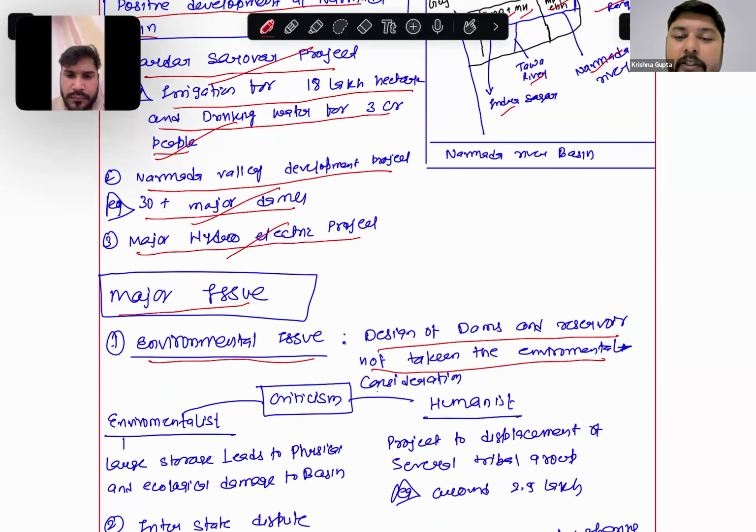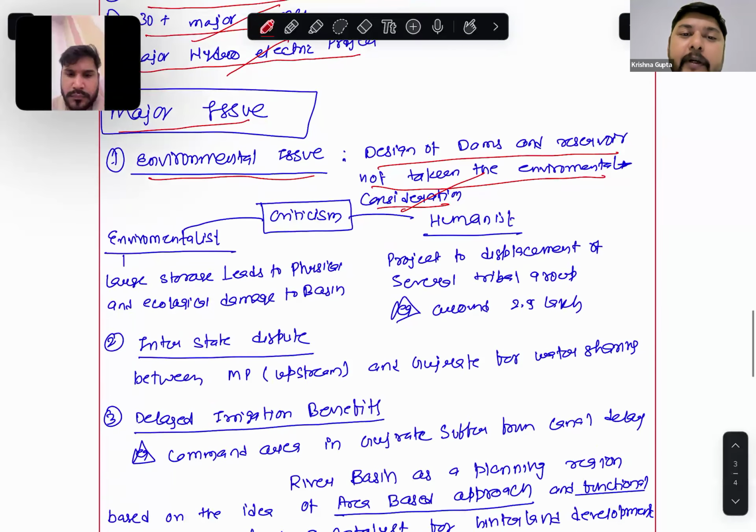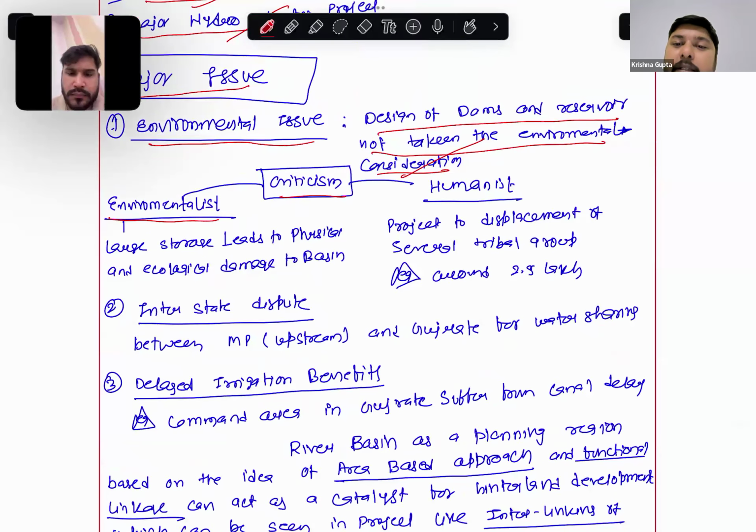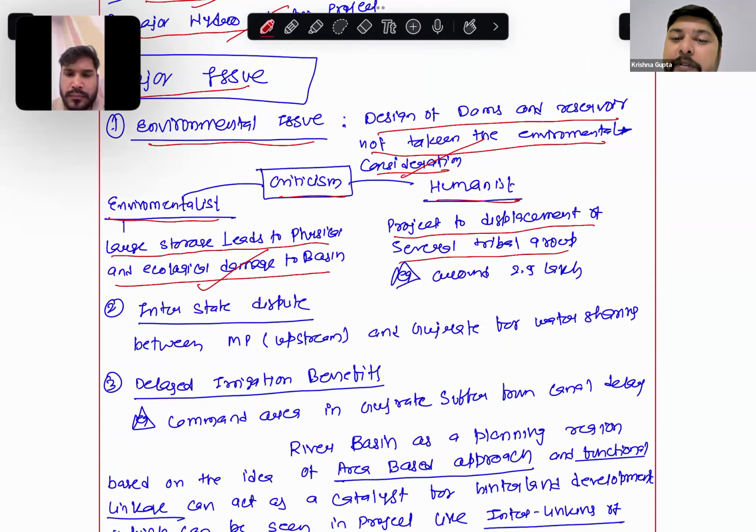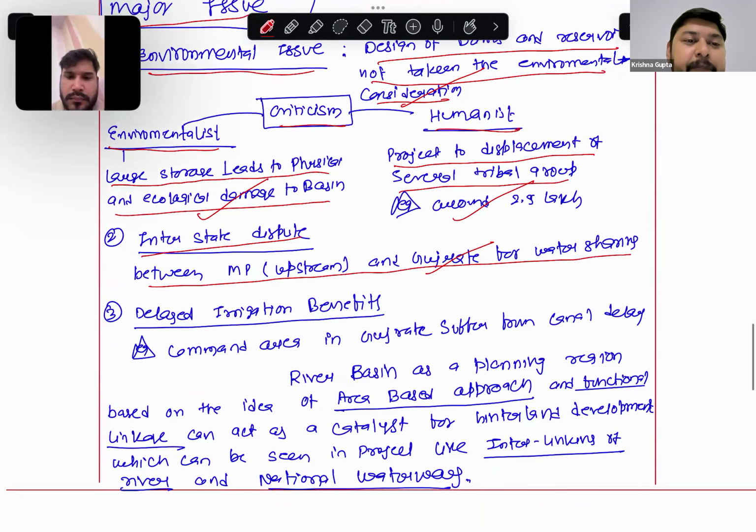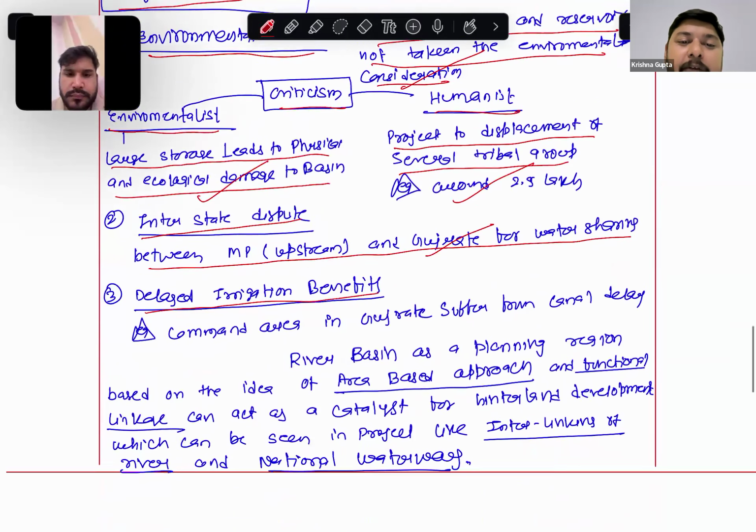the environmental consideration. So criticisms from environmentalists and humanists: large storage leads to physical and ecological damage to the basin. Very good. Project led to displacement of several tribal groups. Very good. Interstate dispute between MP, Gujarat for water sharing. Maharashtra will also come in there, a little bit, not too much. Delayed irrigation benefit.